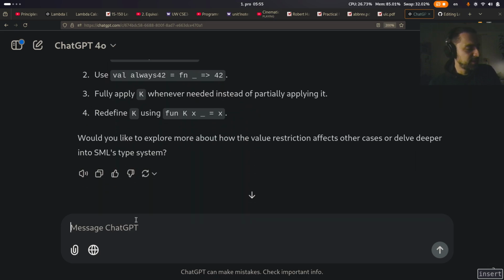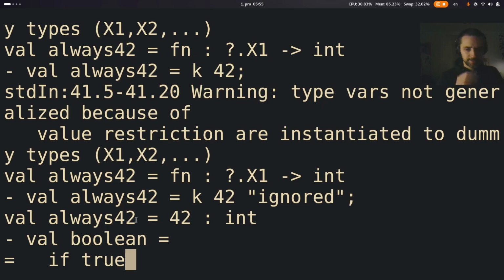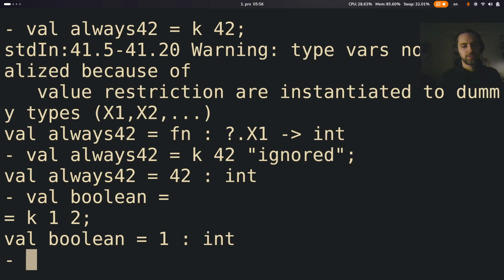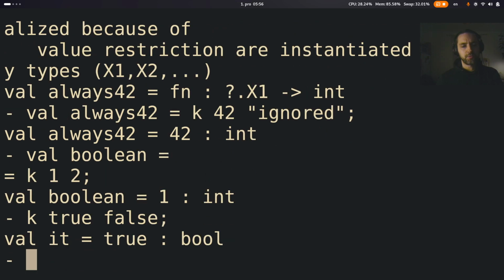How would you define a boolean with a k combinator? Well, yes, we already have it, right? K 1 2 gives us 1, so k true false gives true. Okay, it already has a bool, but you could bind one.